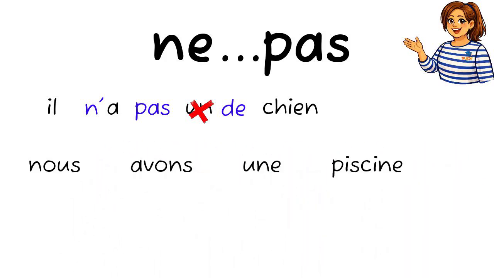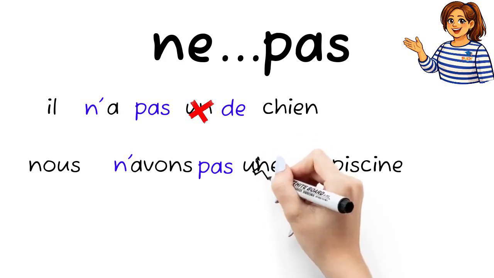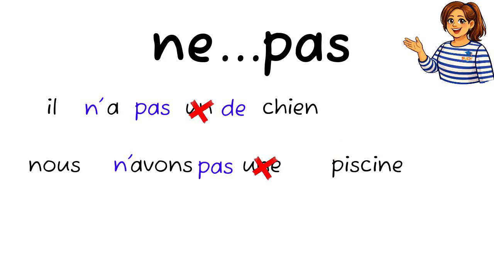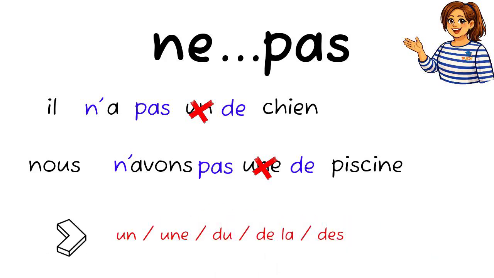Same here, nous avons une piscine, we have a swimming pool. We want to make this we don't have, so we're going to negate avons, our conjugated verb, and make it nous n'avons pas. And again, instead of une piscine, we're going to say nous n'avons pas de piscine. We don't have any pool. So this rule is used when the sentence has an indefinite or partitive article. So if it has an un, une, or a du, de la, or des after the negative, it becomes de, as we've just seen.